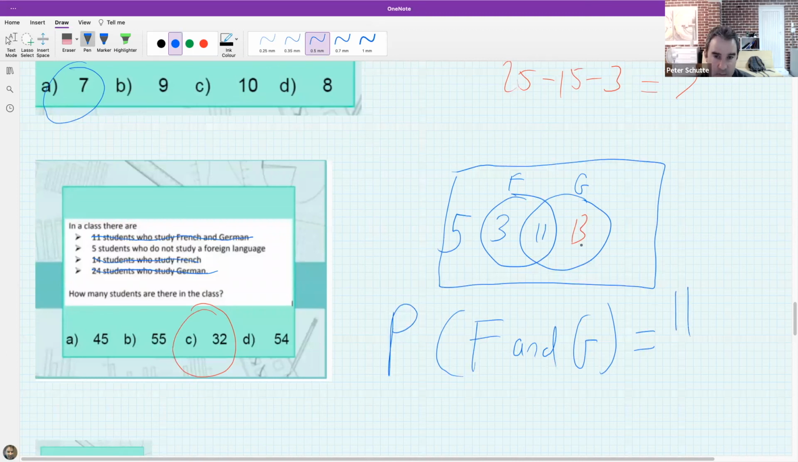It's going to be 11 because that's the number of items that are in both, and the total was 32. So it is 11 out of 32, or the decimal equivalent.